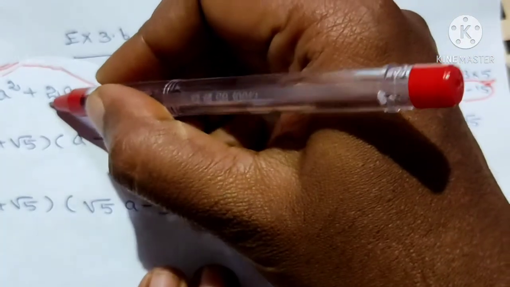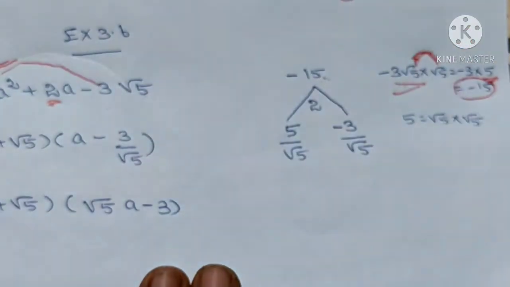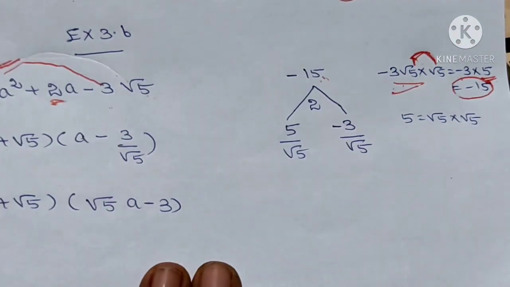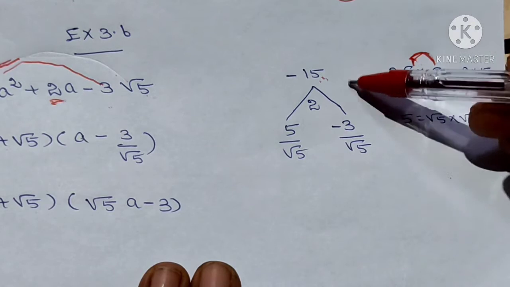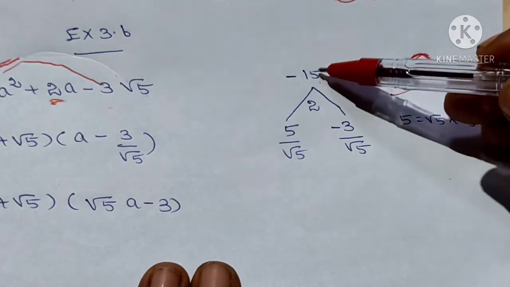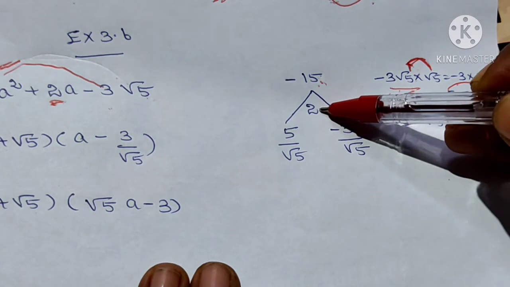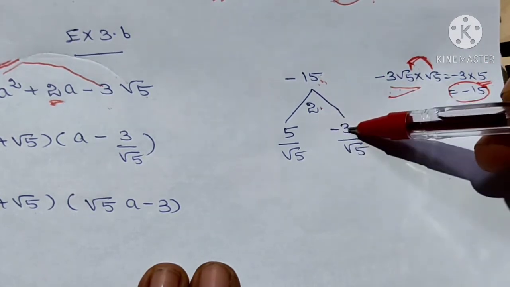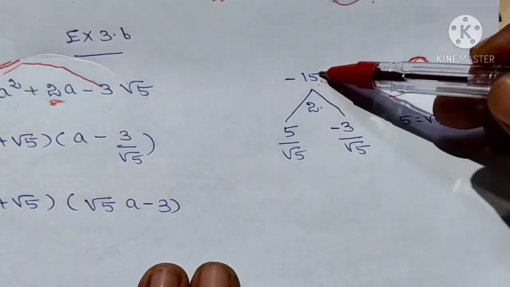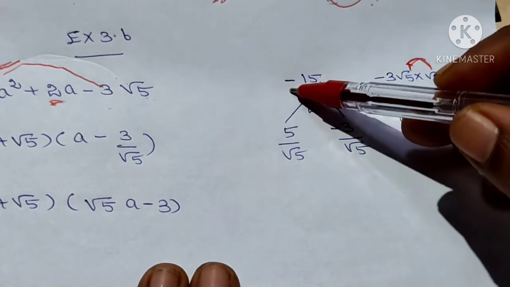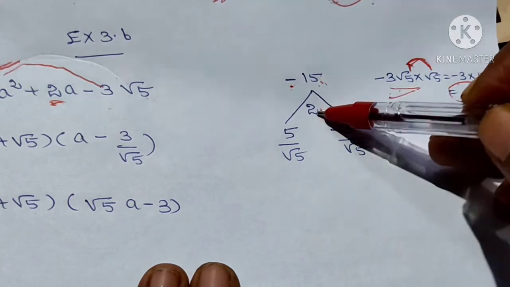This is the product, minus 15. And the middle term of a is 2. So the sum is 2. So the product of two numbers is minus 15 and the sum of the numbers is 2. Say the possible numbers: 5 threes are 15, but you want minus 15 and 2.